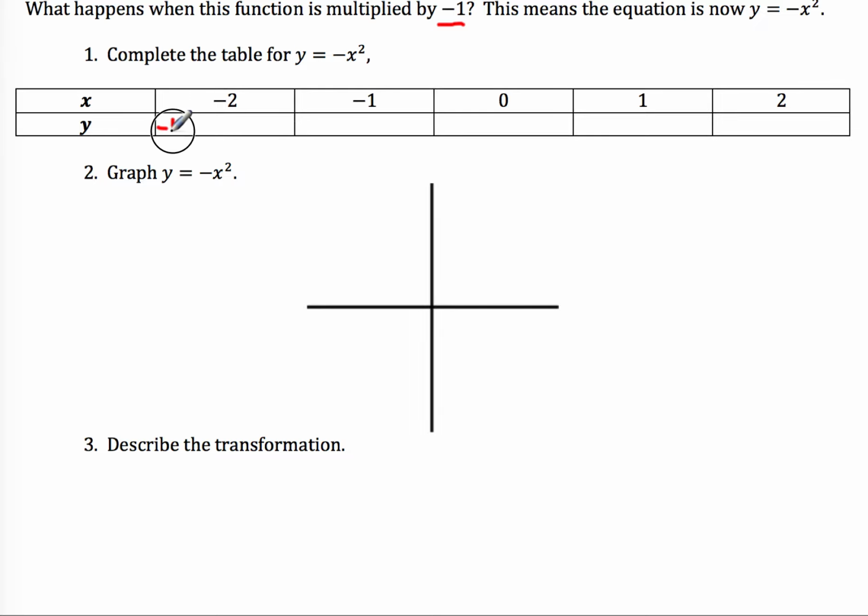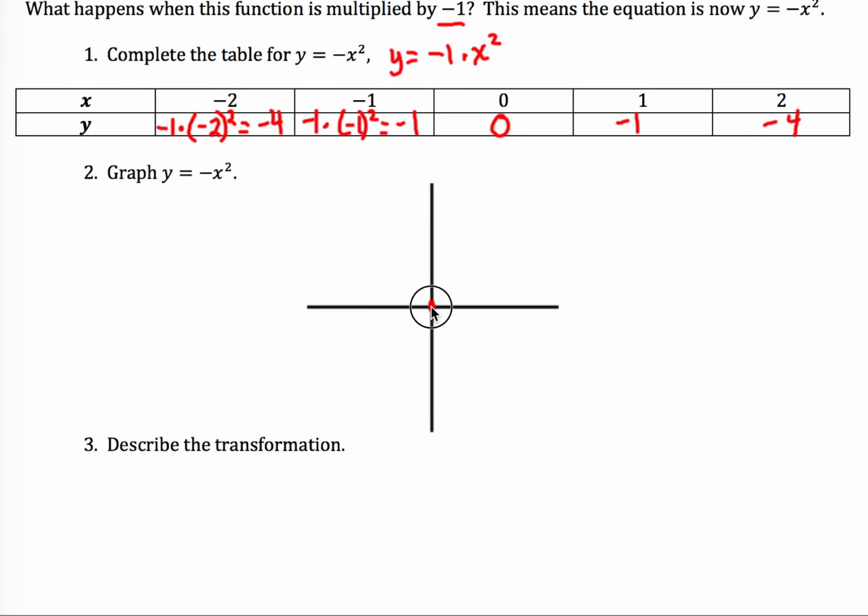So we'll have a -1 times -2 squared, which will give us, that's what you would type into your calculator. You want to think about this as being -1 times x squared. Then -2 squared is a +4, so this is going to be a -4. So -1 times -1 squared again, that's going to give us a -1. 0 will still be 0. This here, if we plug it in, will be -1 and -4.